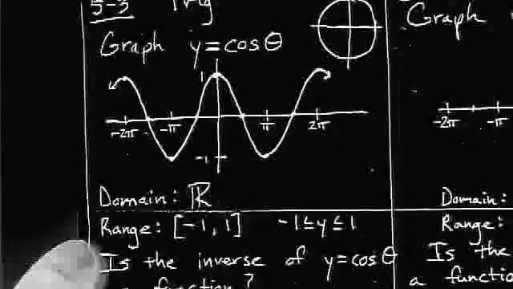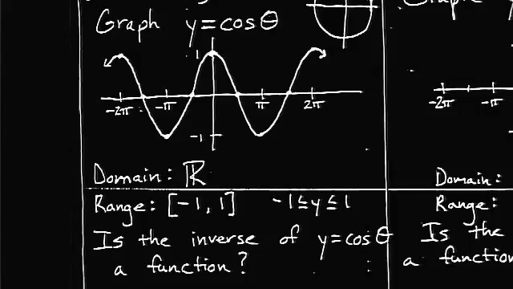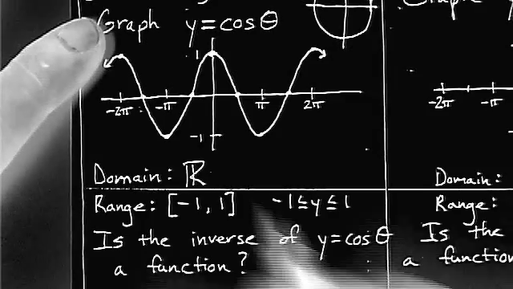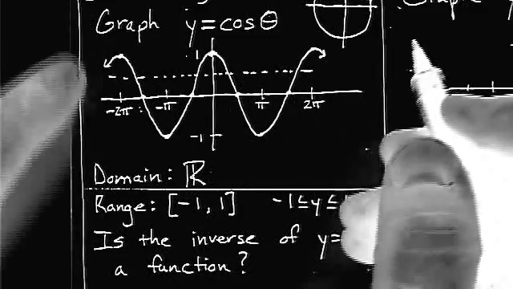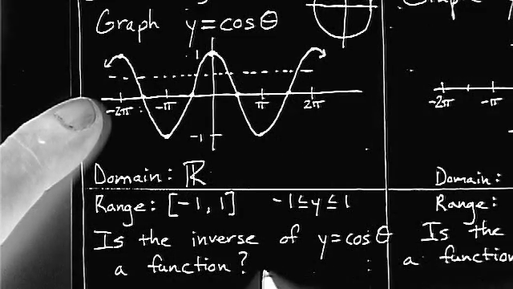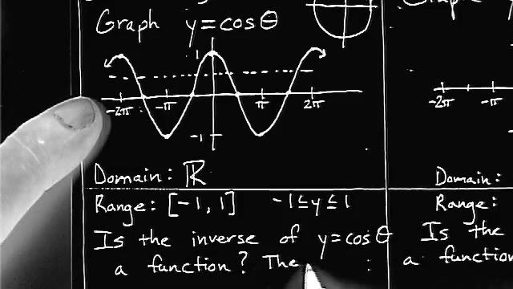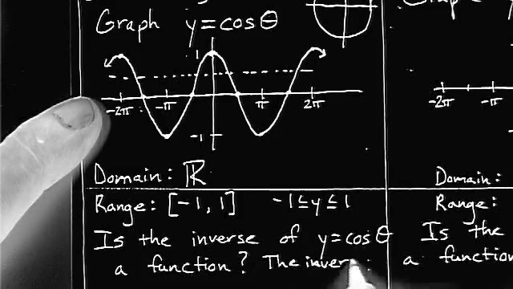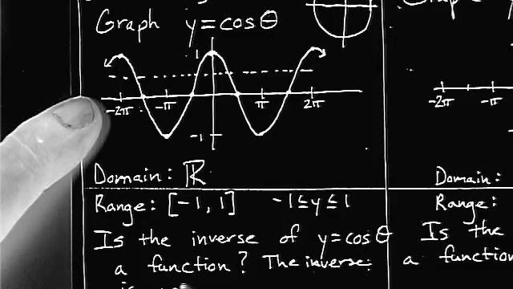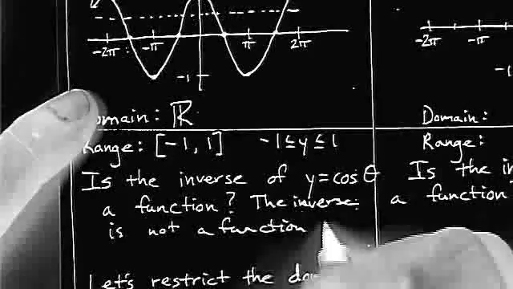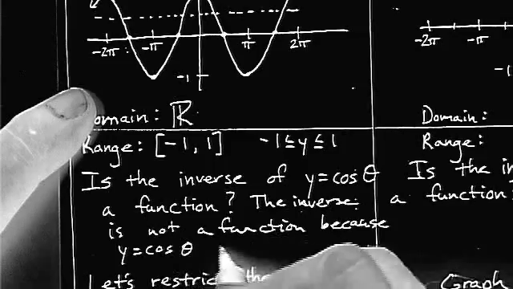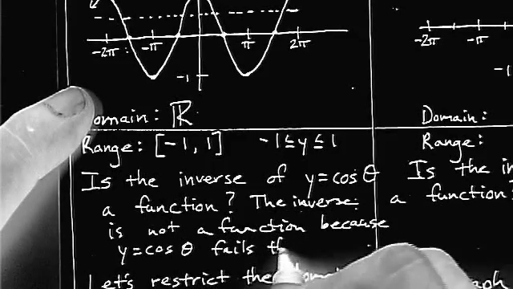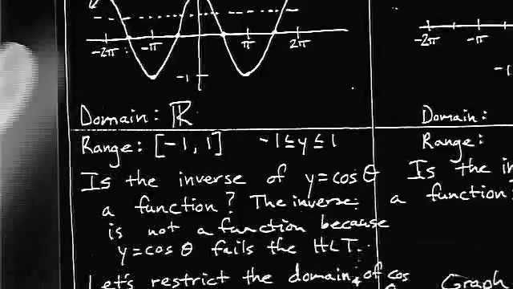Is the inverse of y equals cosine theta a function? Well, my first thought was, hey, does it pass the horizontal line test? Nope. All right, so the inverse is not a function, because y equals cosine theta fails the horizontal line test.